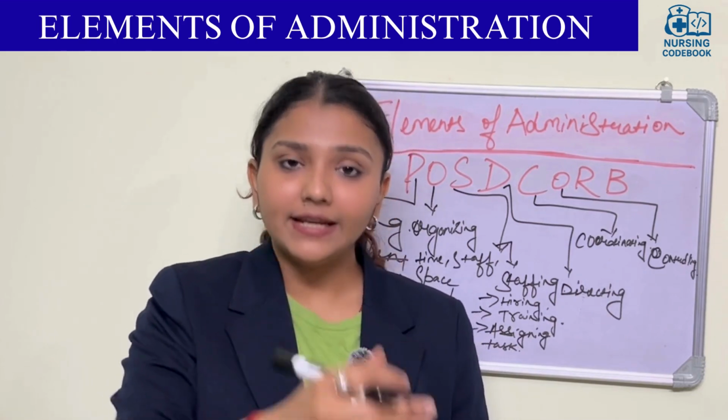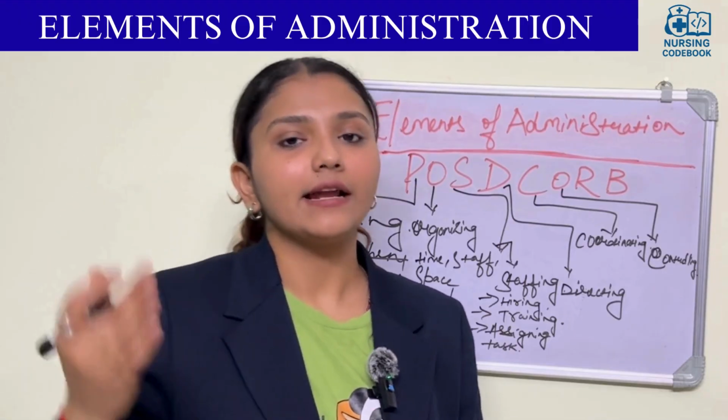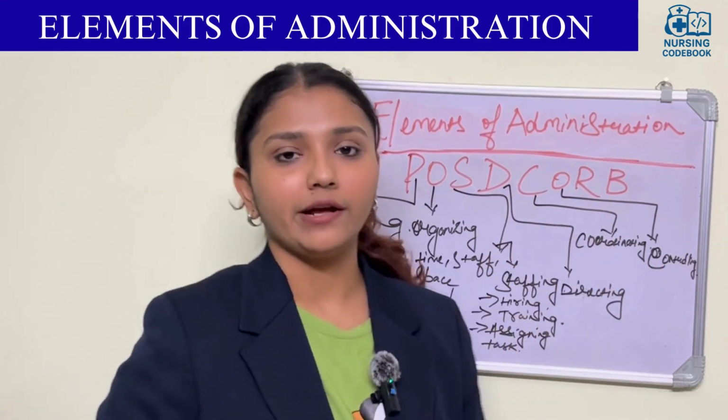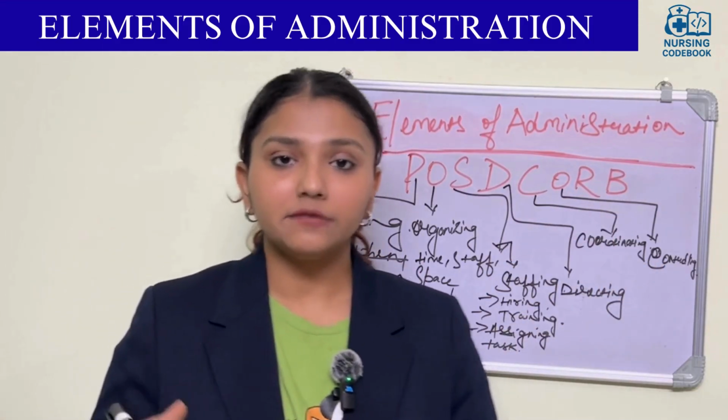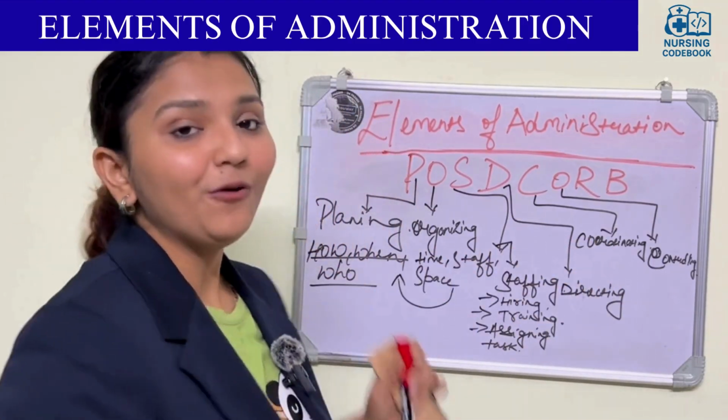If any correction or any error is found, then the correction can be provided. So all these things can come under controlling. Controlling is observing whether the work is happening as per the plan or not.